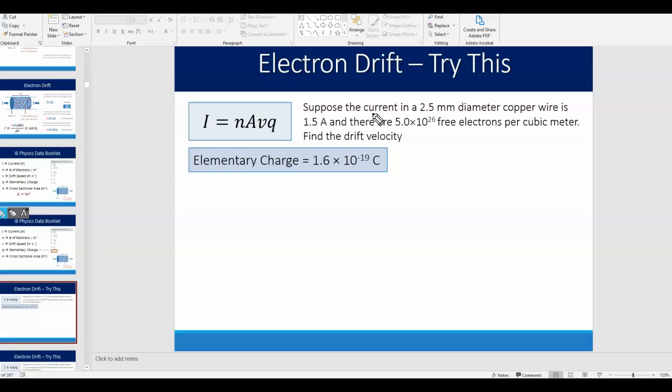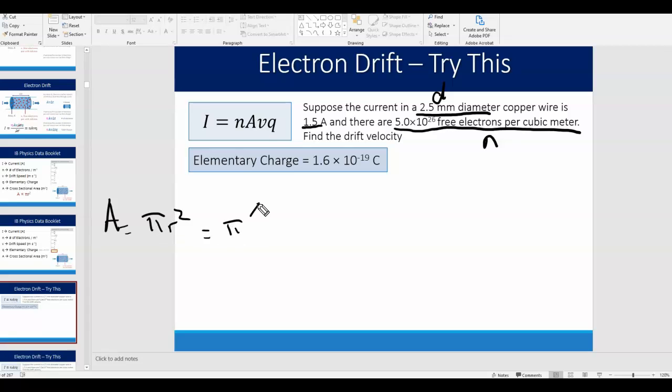Okay, so here we're given I, we're given the diameter of the copper wire. Okay, it's 2.5 millimeters. And we're given that there's 5.0 times 10 to the 26 free electrons per cubic meter. Okay, so this is going to be N. And so we have I, we have N. We don't have A, but we can find it because we know that in a wire, it's a cylinder, and so the cross-section is a circle. And so that's pi r squared.